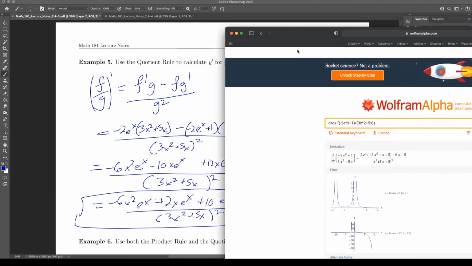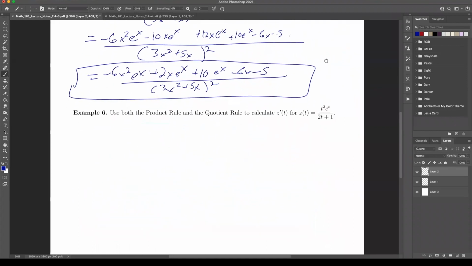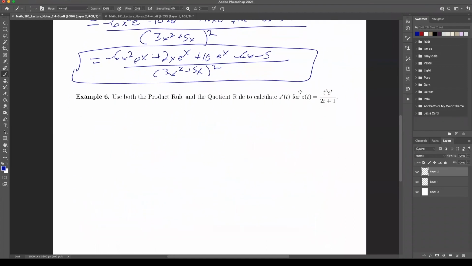And so it's the same. So here, this is the same. All right, so now we're going to do both at once. We're going to have fun under the sun. So here, we're going to use both the product rule and the quotient rule to calculate this. And so now we can do them in tandem.